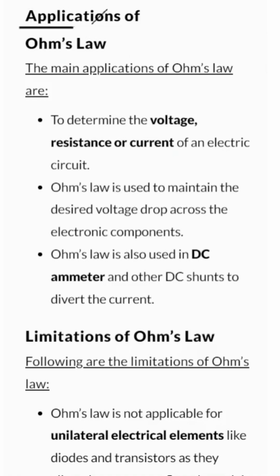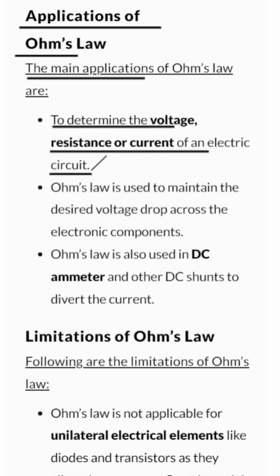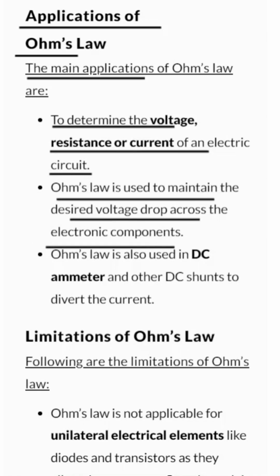Applications of Ohm's law. Ohm's law isn't just a theoretical concept. It's a practical tool used in various applications to determine the voltage, resistance, or current in an electric circuit. It's essential in maintaining the desired voltage drop across electronic components, ensuring that they operate optimally. Ohm's law finds application in DC ammeters and other DC shunts to divert current for measurement.